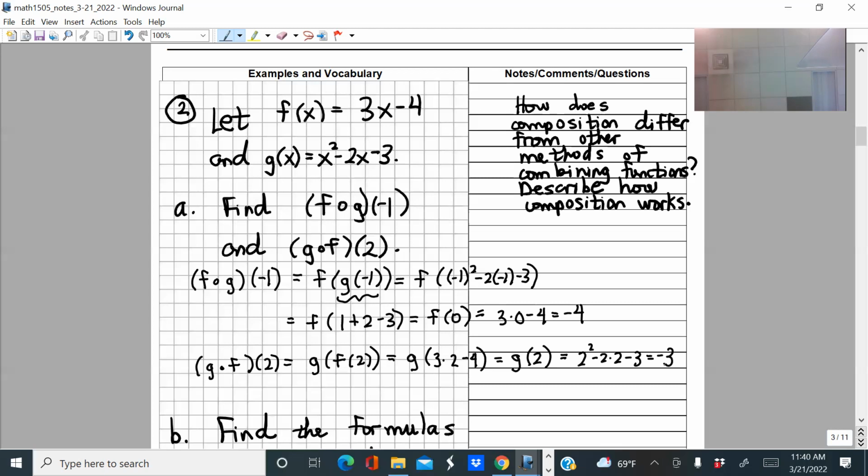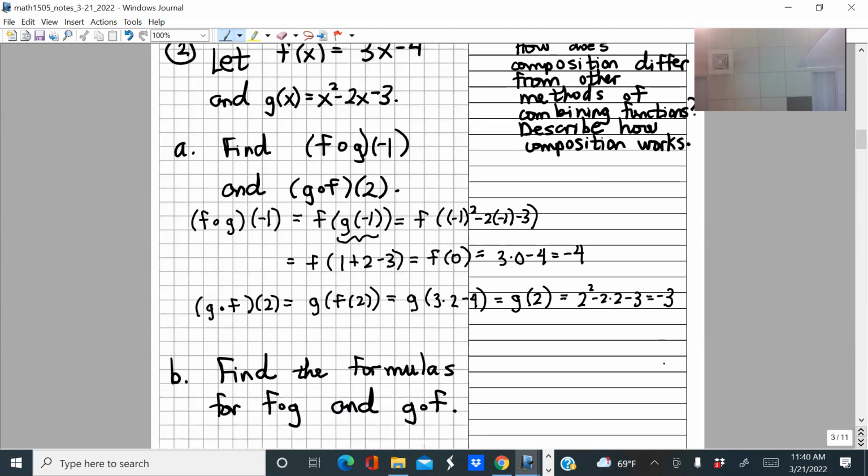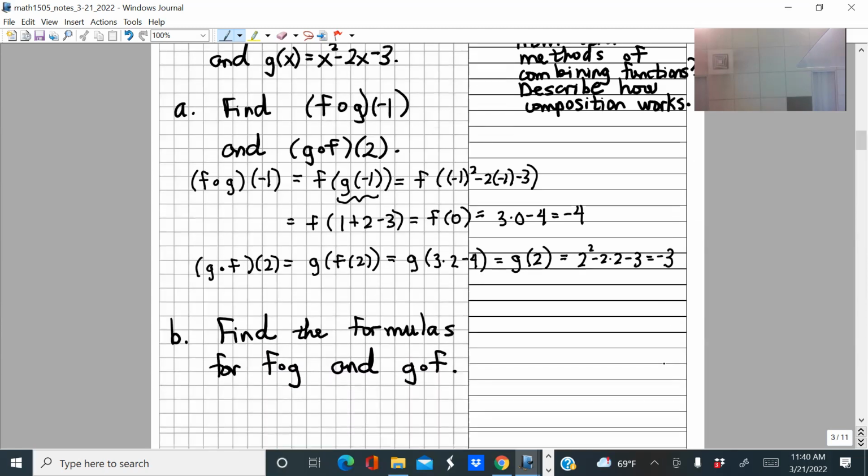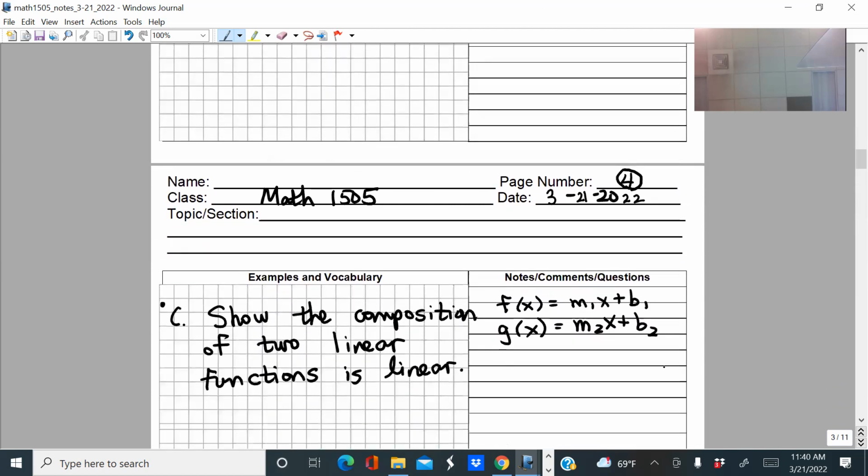We're going to come back to these functions F and G in just a moment, but I want to skip down here.